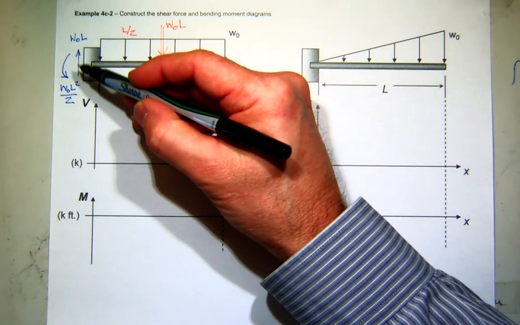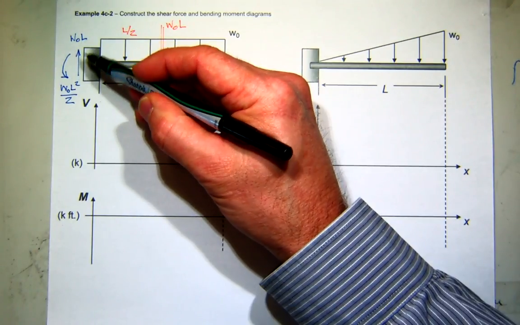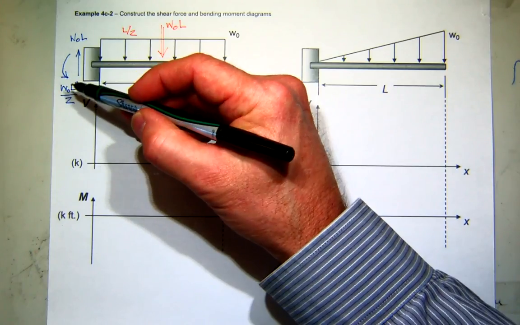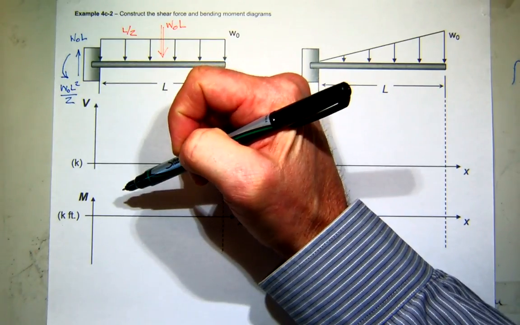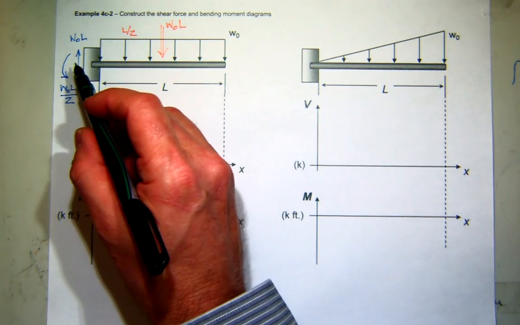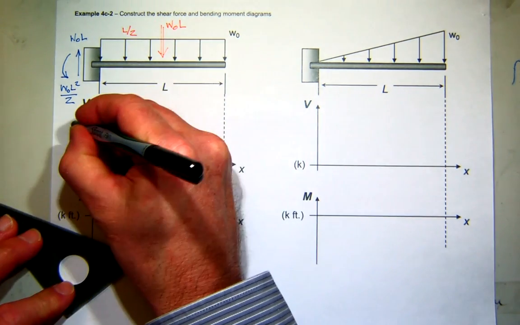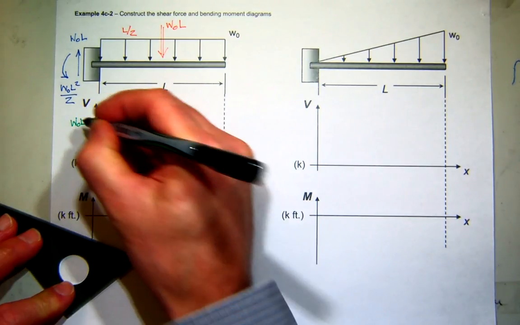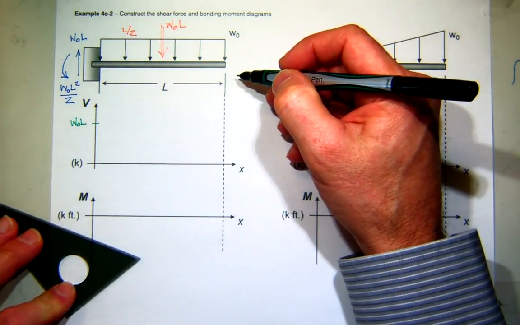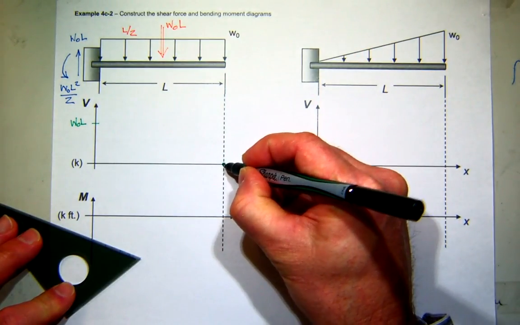So what kind of shear force is this to start with? Positive or negative? Positive. What kind of bending moment is this to start with? Positive or negative? Negative. So if I go down to my shear diagram, I'm going to start with a positive shear of W naught times L. What's the shear out here on the free end? There's no applied force, so it must be 0.